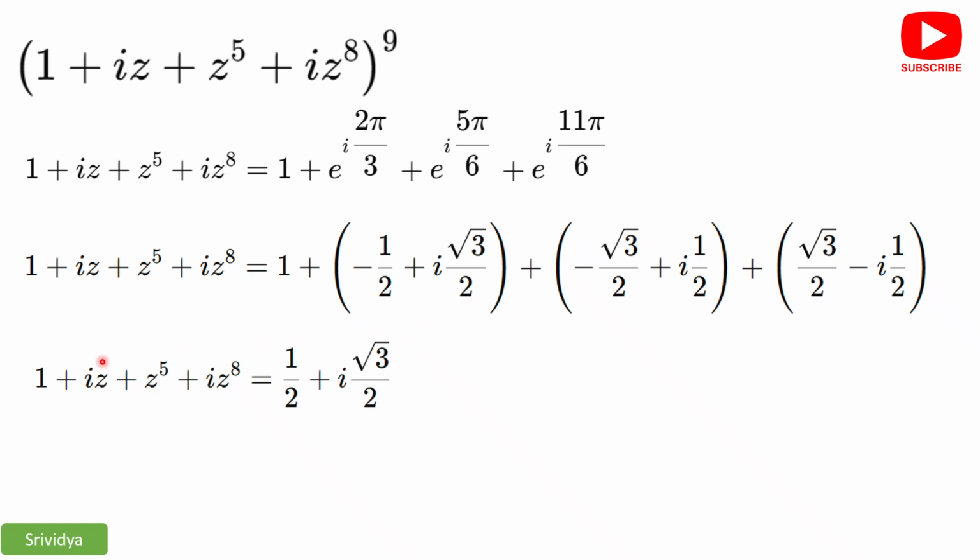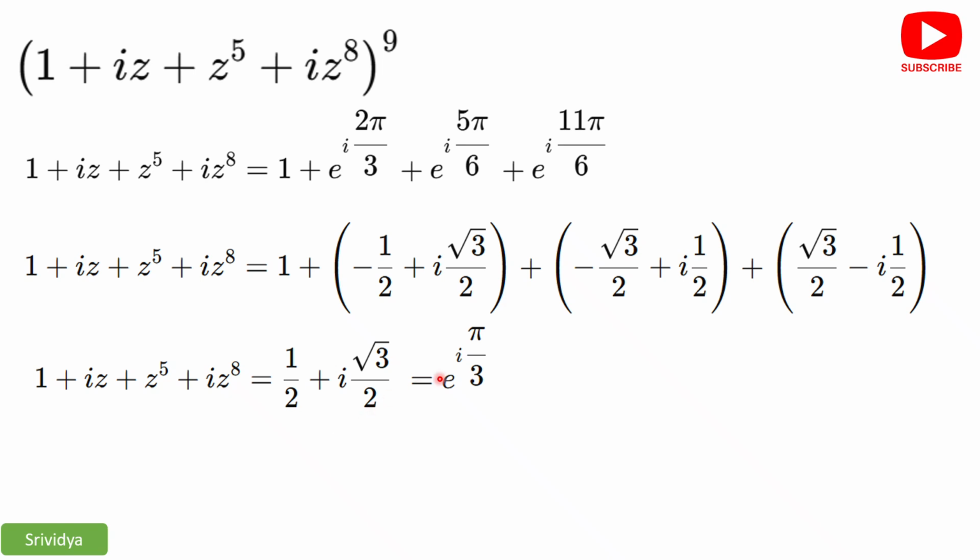Now 1 plus iz plus z to the power of 5 plus i into z to the power of 8 becomes 1 by 2 plus i into root 3 by 2, because we have 1 minus 1 by 2, which is 1 by 2, and minus root 3 by 2 plus root 3 by 2 is eliminated. So the real part of this complex number is 1 by 2. Let us see what the imaginary part is. It is i into root 3 by 2 here plus i into root 3 by 2, and we have plus i by 2 minus i by 2, which is eliminated. So this expression is nothing but 1 by 2 plus i into root 3 by 2.